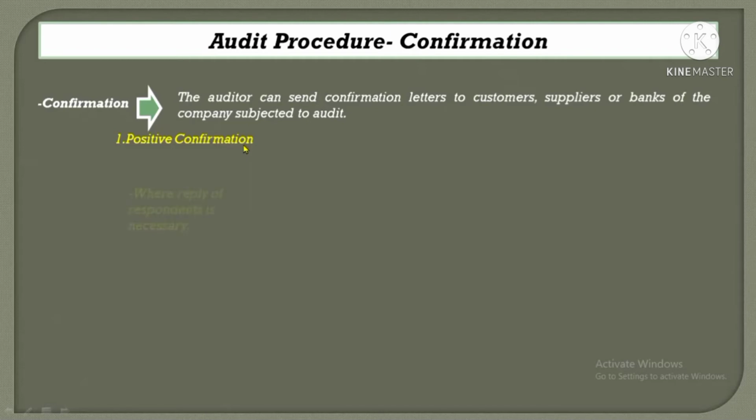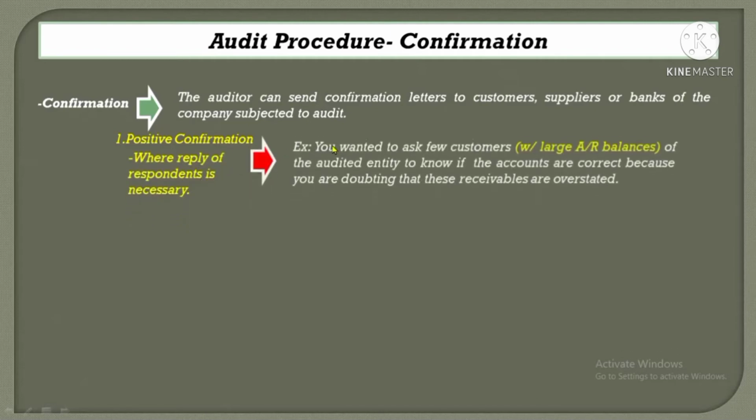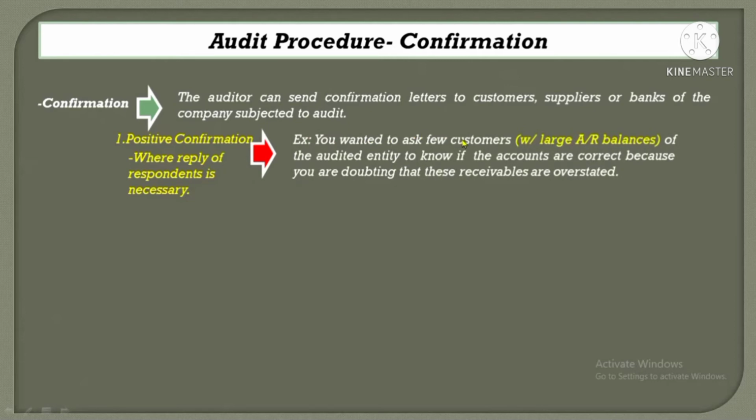Positive confirmation is when reply is necessary from the respondent. Example, you wanted to ask a few customers of your client with large AR balances to know if the accounts are correct, because you have doubts that these receivables are overstated. So based on this, you can actually send positive confirmation letters to them. And if those customers do not reply, then send another confirmation letter, or you need to follow up, because they may have forgotten. So that's positive confirmation for you.